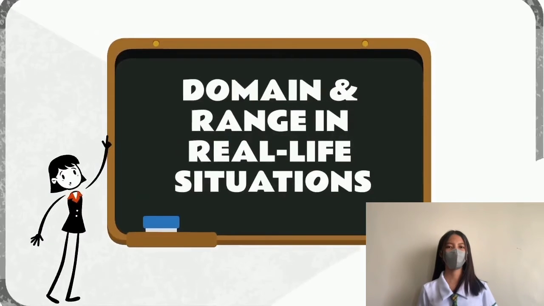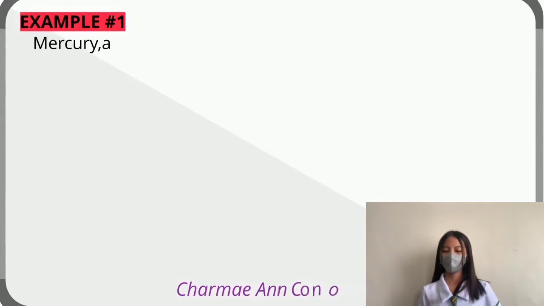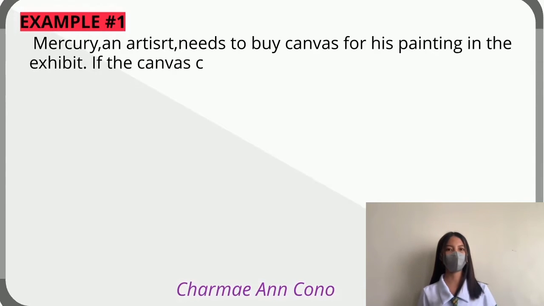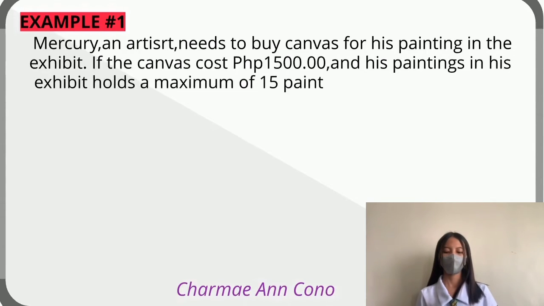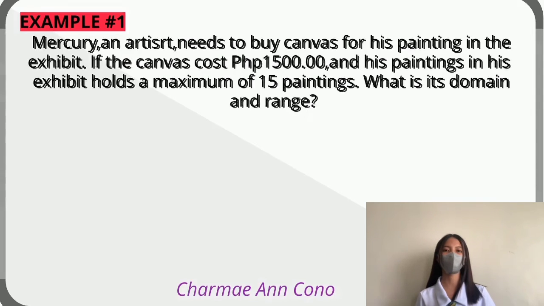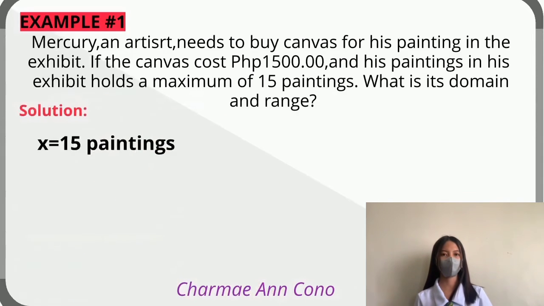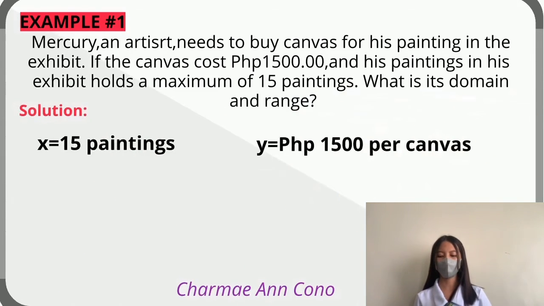Domain and range in the real world. Example number 1. Mir Curie, an artist, needs to buy canvas for his painting in the exhibit. If the canvas costs 1,500 pesos and his exhibit holds a maximum of 15 paintings, what is its domain and range? So, let X be the maximum number of paintings and Y be the cost of the canvas each. So, our domain for this situation starts with 1 and ends with 15.